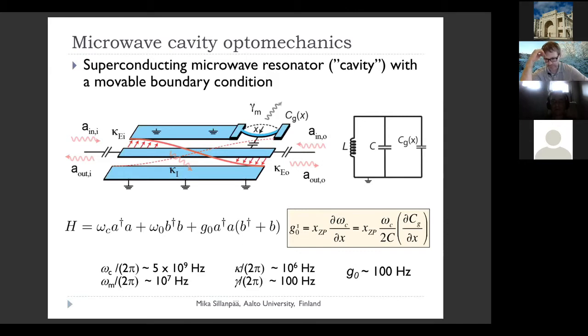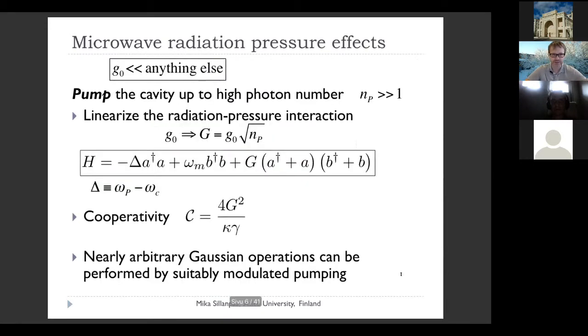And it can be connected to how much the cavity capacitance depends on the mechanical position. And the cavity parameters are something very typical for the qubits. Mechanical frequencies are often in the range of tens of megahertz. But one challenge is that this g0 is really small as compared to anything else. But then there are tricks.